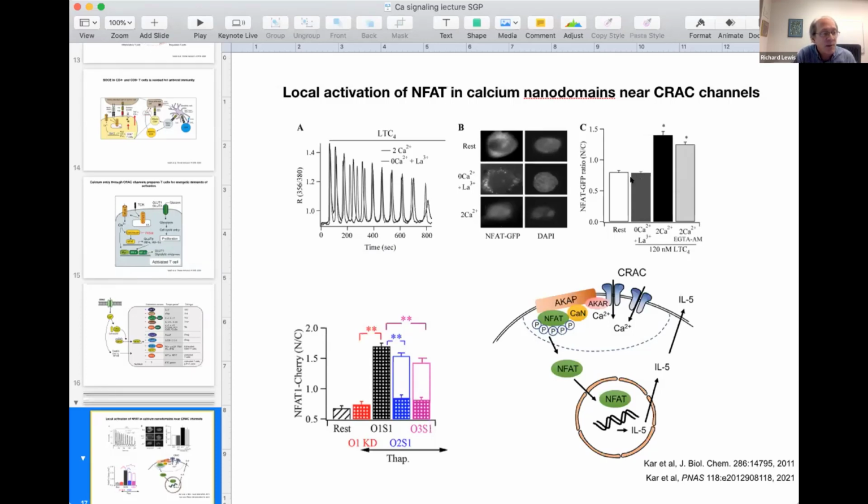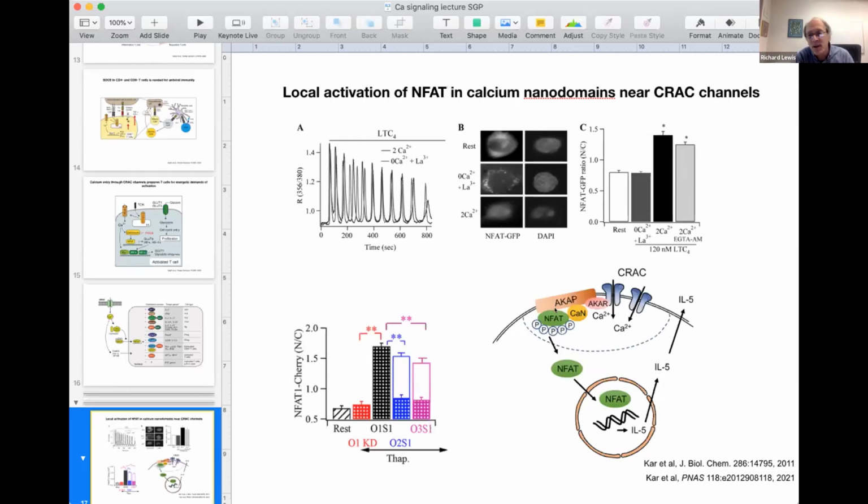In other experiments, it's been shown that introducing a slow binding calcium buffer like EGTA into the cell can inhibit the bulk calcium rise, but doesn't affect the response of NFAT to calcium entry, again consistent with a local effect on NFAT. And recent work from the Prakriya lab has shown that the scaffold AKAP79 is an essential player in this process.